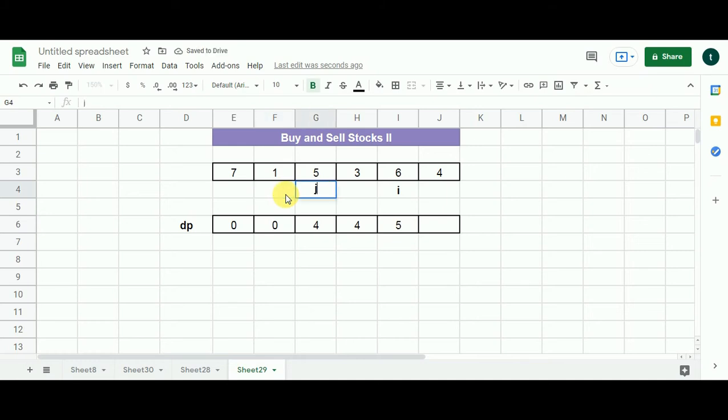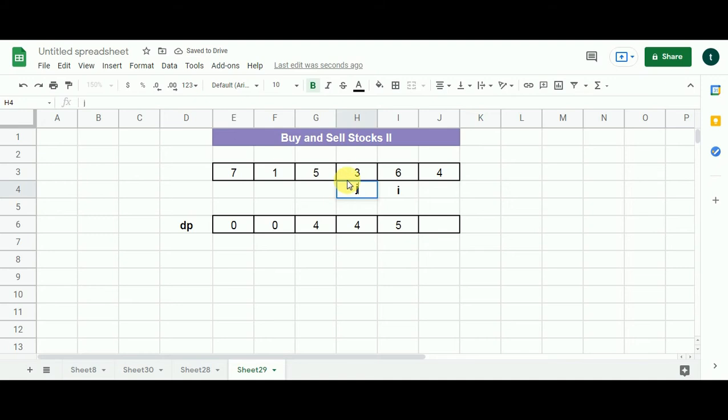It represents 5 as the buying price and I represents 6 as the selling price. So 5 subtracted from 6 is going to give us 1 as the profit. Now this 1 will be added to this 4, which is the profit obtained till this subproblem, and it was obtained when we bought the stock at 1 and sold it at 5. So 1 added to 4 is going to give me 5, which is the same as the value stored in here. So I'll simply eliminate this 5 and J will move one cell to the right.